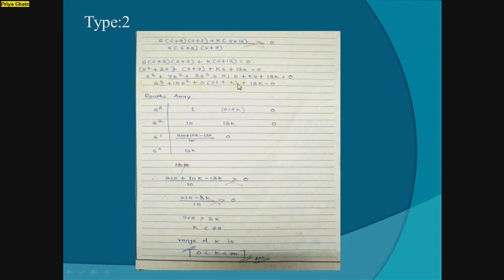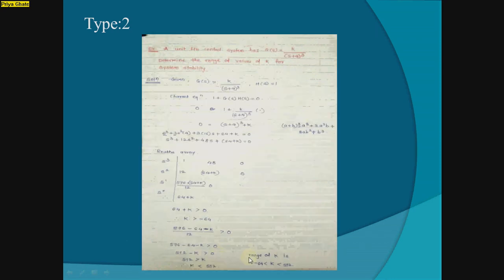Then we have the s cube, s square, s terms and k. By solving this equation by the Routh array, we have 210 plus 10k minus 13k divided by 10. To calculate the value of k, we take this term, and by solving it, we have the value of k is 70. The range of k is 0 less than k less than 70.